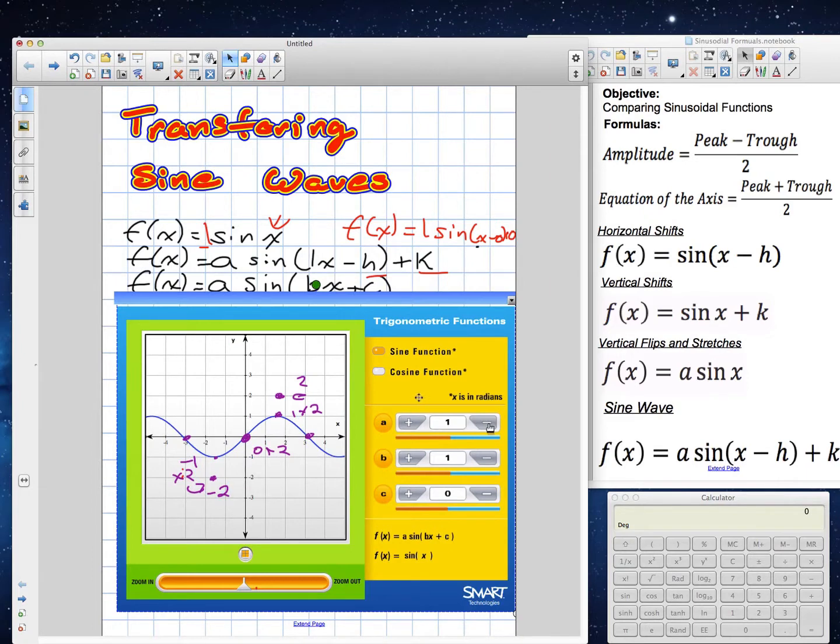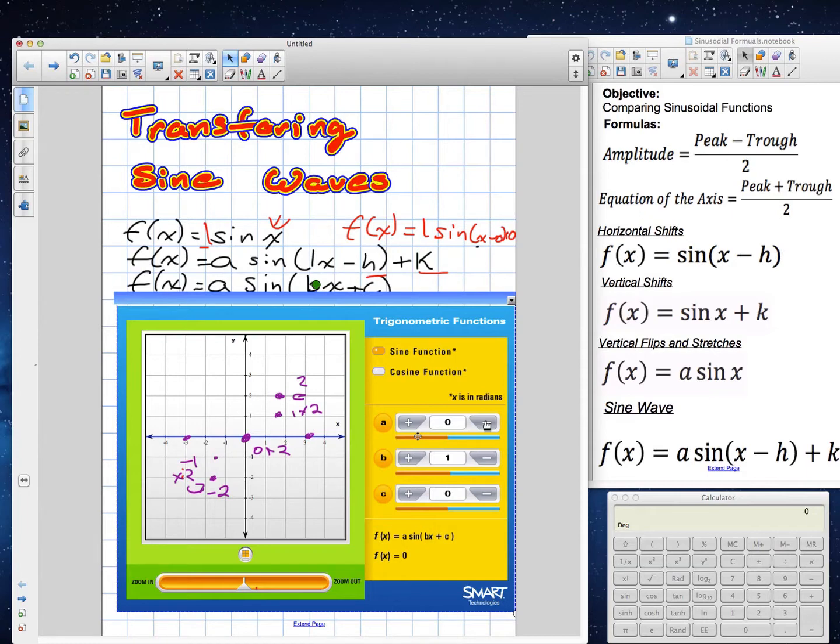If a was 0, anyone know what would happen? Straight line. Yes, a flat line, because 0 times anything is going to be 0. So we're going to put it down to 0. You notice we have a flat line right now. We're not really going to work with those at all. So 0 wouldn't be a sine wave, because sin x times 0 will just be 0. All of our y values will be 0 in this case.